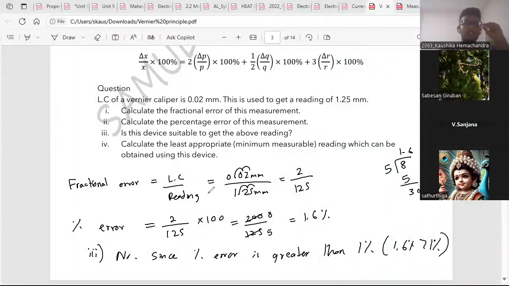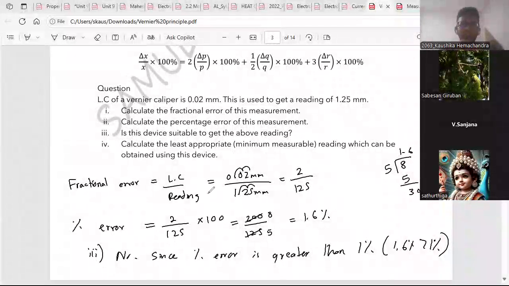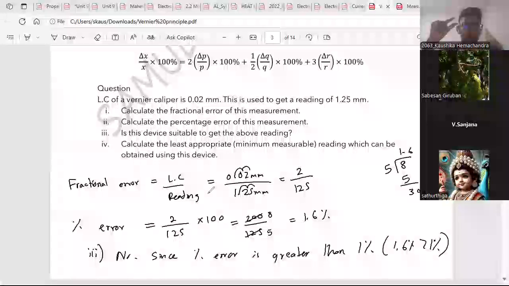So in the last question, they are asking if we are to increase the reading, we will get a lower fractional error, right? So they are asking the minimum reading that we have to take so that we will have an accurate reading, so that that reading will be accurate. So what is the maximum error?